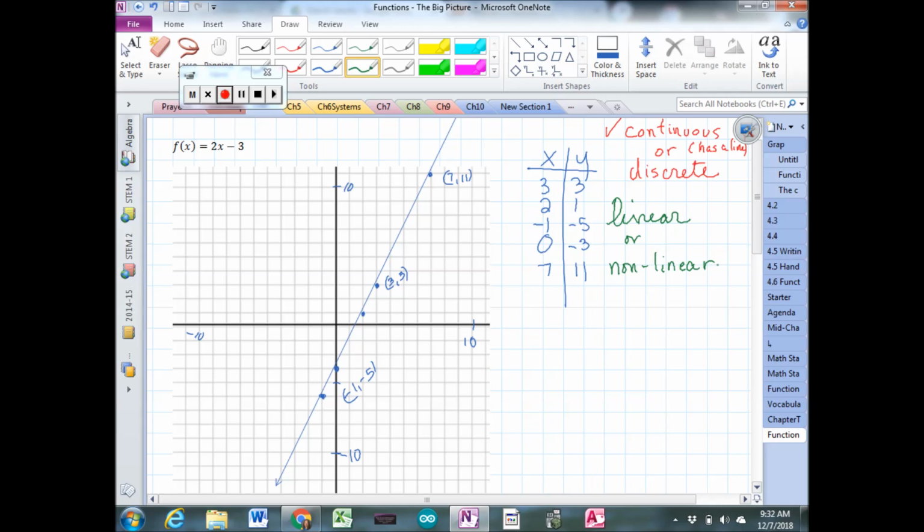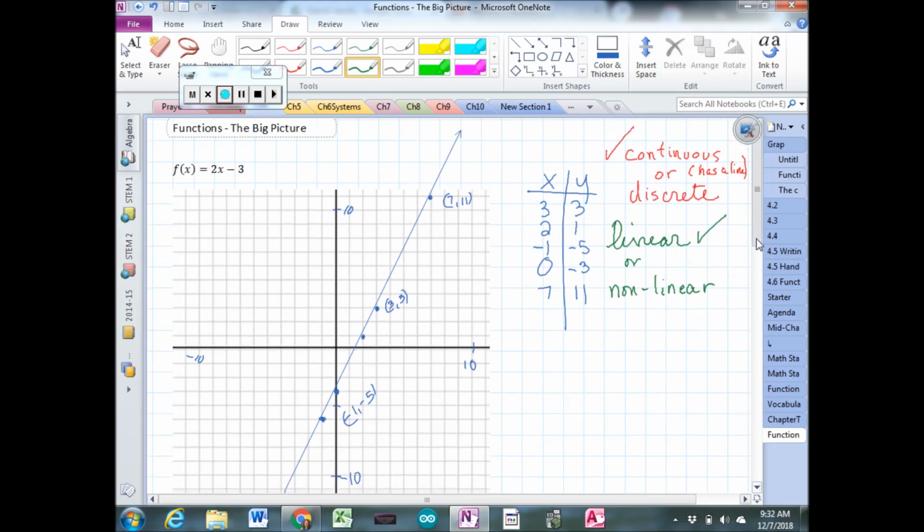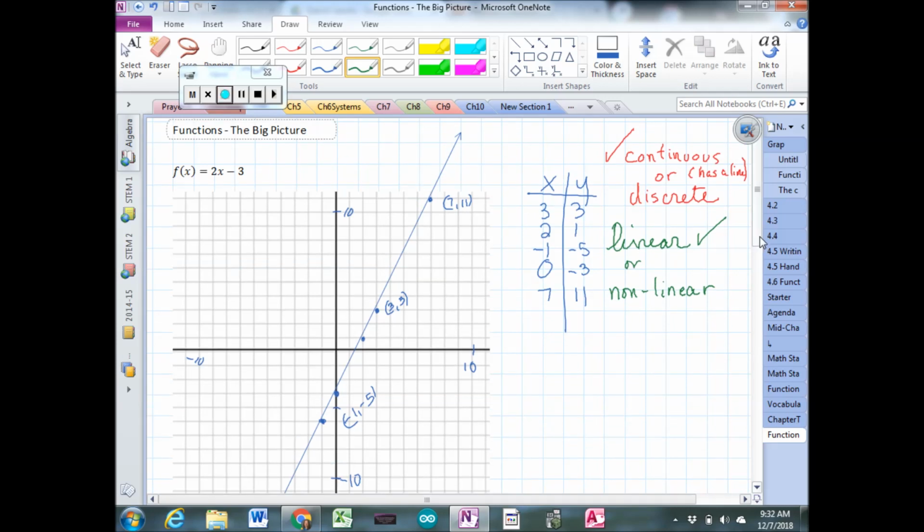And the other thing we can look at is this equation, and you're going to learn in the next chapter that when the equation is in this format and the x value has the exponent of 1, this usually indicates it's linear. And we're going to get into the next chapter when that would not be linear, but here we go. That's a linear function.